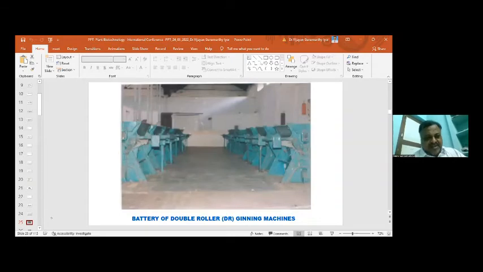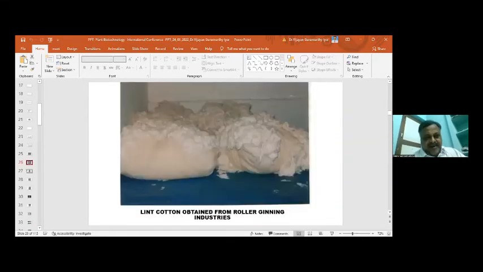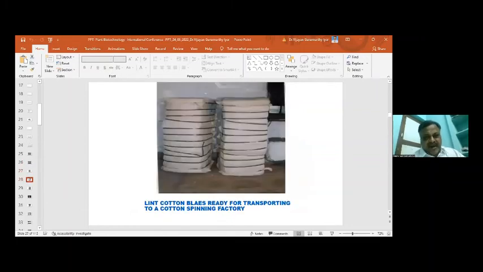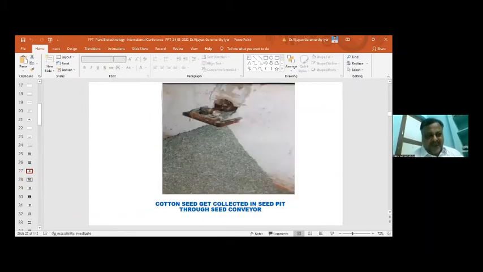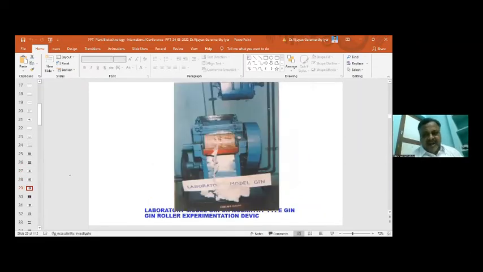So this is a double roller gin, showing how the ginning takes place. This is the lint cotton, and this is the seed coming from the machine. The lint cotton is baled, about 179 kilos, and taken to the spinning process in the spinning industries, then oil industries. And the grid is the gin roller investigation device, which I built in 2000, before BT cotton was developed, when I investigated the chrome composite materials.